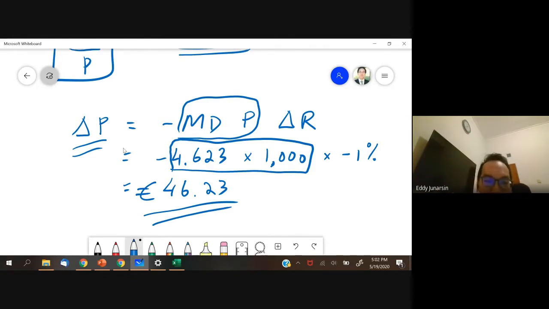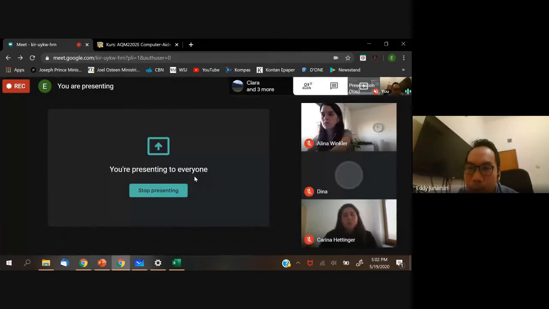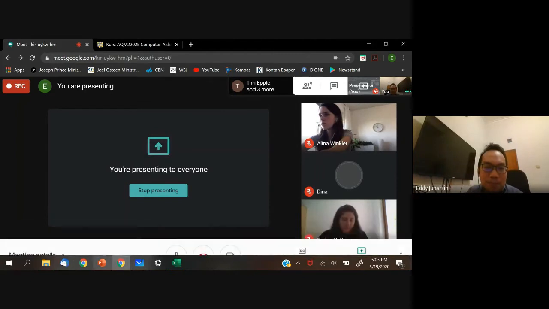So there are two styles, right? So don't be confused with this. They measure the same thing, but one formula is measuring the percentage change relative to the original price, but the other one is measuring the change in price directly, but they are measuring the same thing, actually.